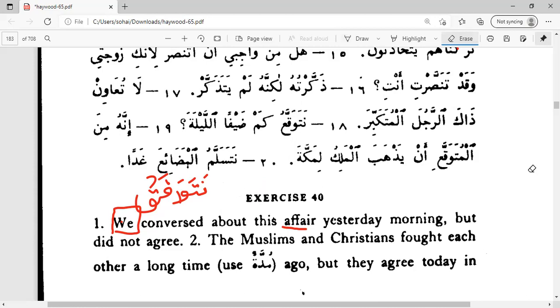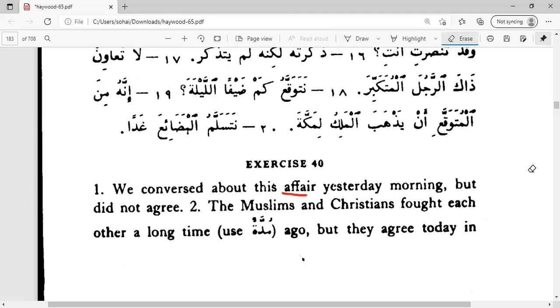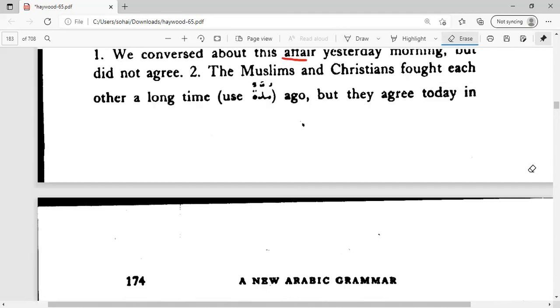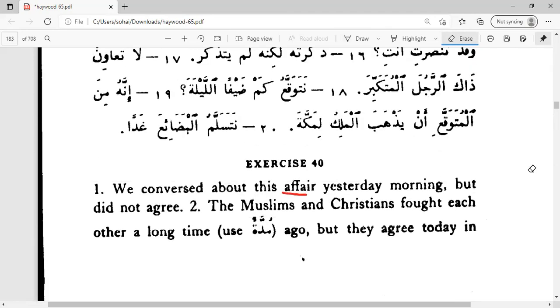Number 2. Muslims and Christians fought each other a long time ago, but they agree today in many things. Al-Muslimu wa Nasara. Al-Muslimuna.